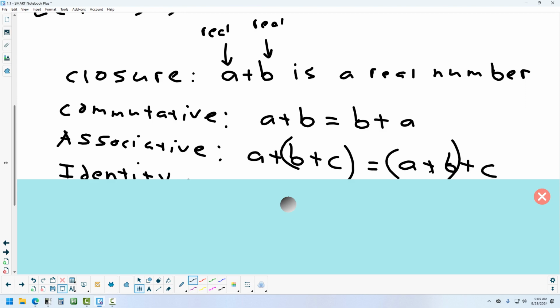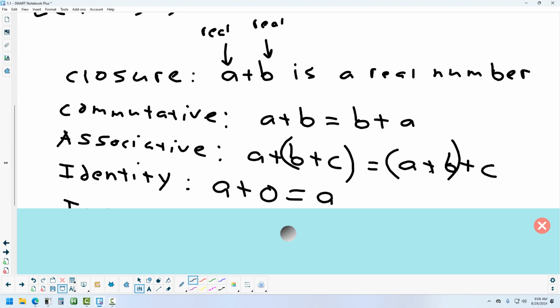Next property is identity. So the identity property is something you can do with addition and get back the same thing you started with. What can you do in addition that would give you back the same thing you started with? Yeah, add 0. So that's the identity property for addition.